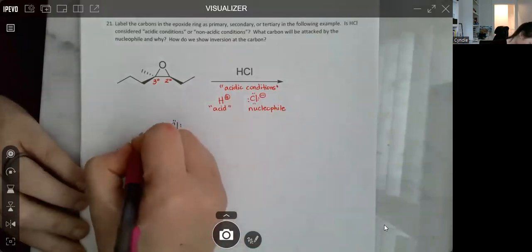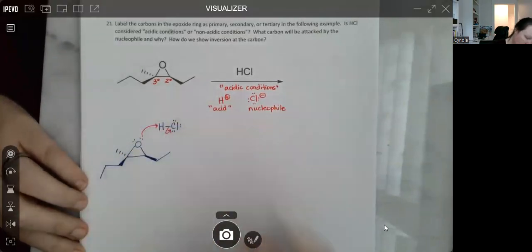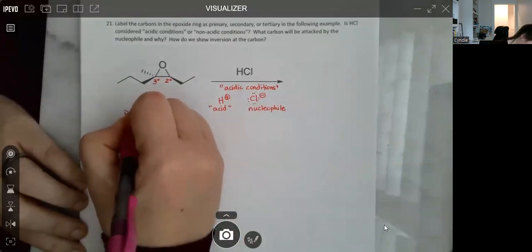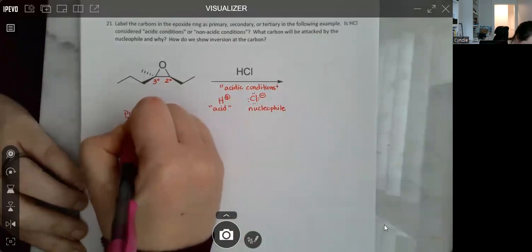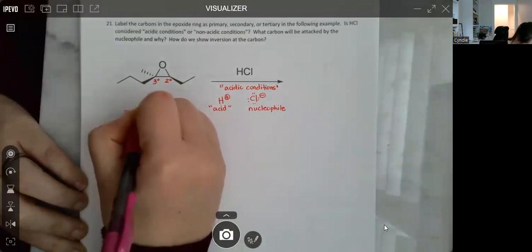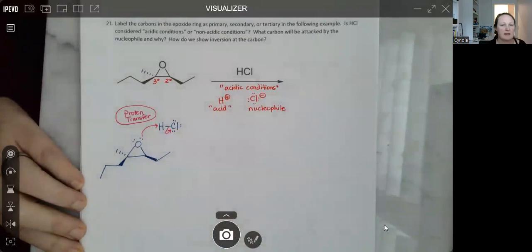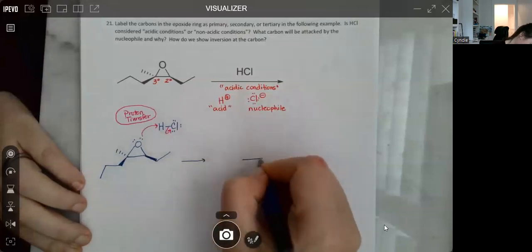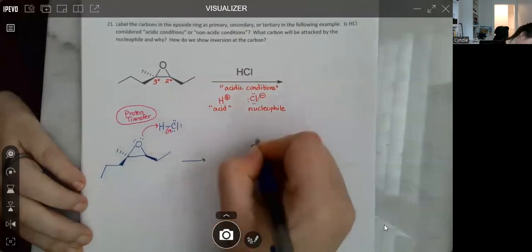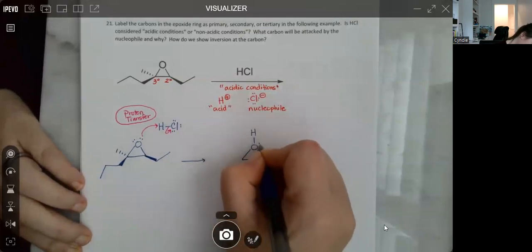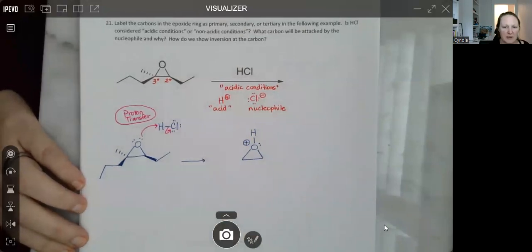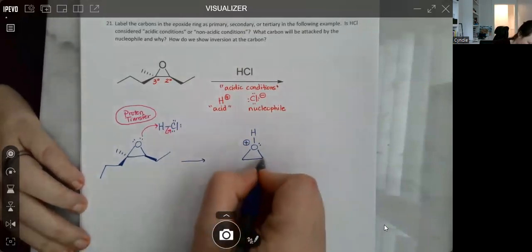So we can do, right, proton transfer. So again, proton transfer is occurring first because we're treating the epoxide with acid. So that is going to form the same structure, but now the oxygen has an extra proton, one less lone pair, and a positive charge.